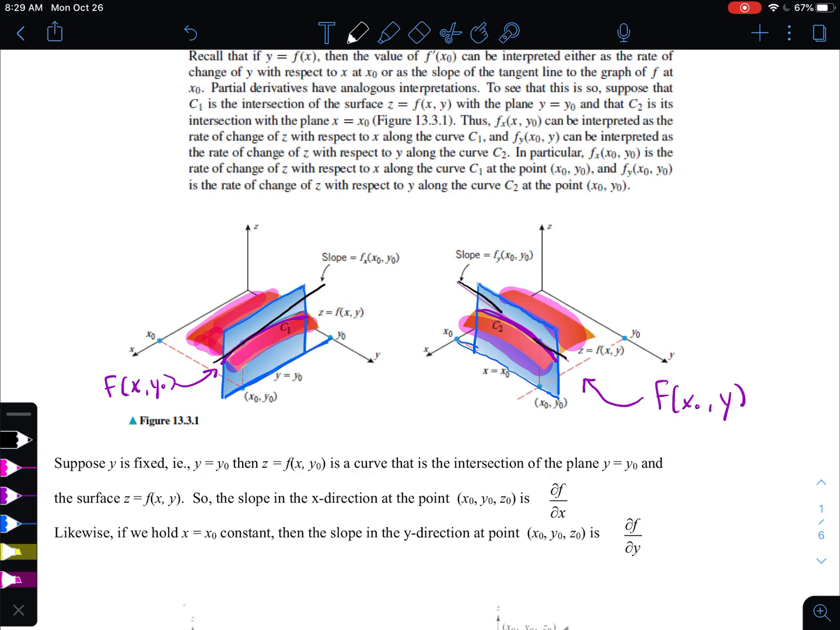Wow, I cannot draw a straight line today. There we go. So we can find more slopes. This is an example on the next page that I give. We're looking at the slope in the x direction or the slope in the y direction. We're looking at the rate of change of our variable z, specifically related to one of the two variables.